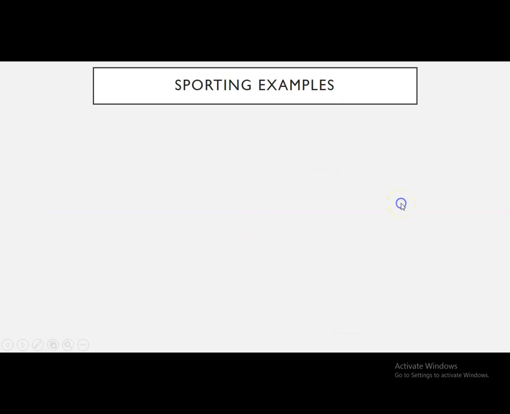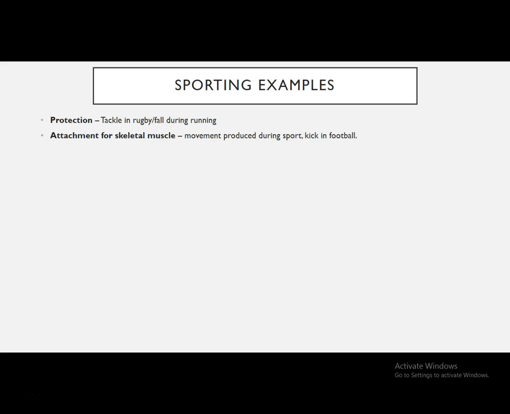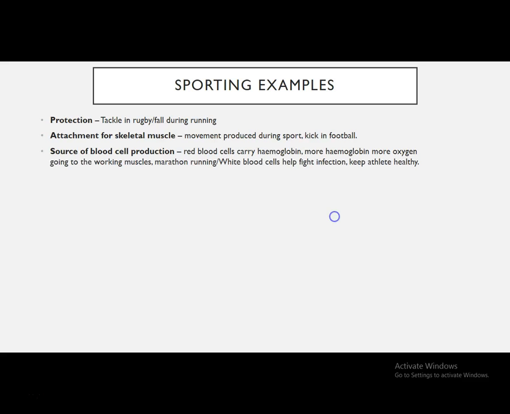So, first of all, protection. So, a tackle in rugby or a fall during running. Protects vital organs. Cranium protects the brain. Then attachment: skeletal muscle attaches to bone, so movement is produced for sport, for example, kicking a football or running.